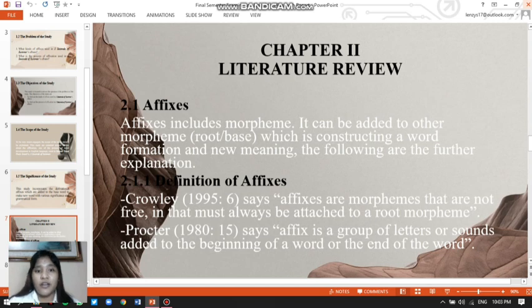The following is the further explanation. 2.1.1, Definition of affixes. First, Crowley, 1995, says affixes are morphemes that are not free and that must always be attached to a root morpheme. Proctor, 1980, says an affix is a group of letters or sounds added to the beginning of a word or the end of the word.